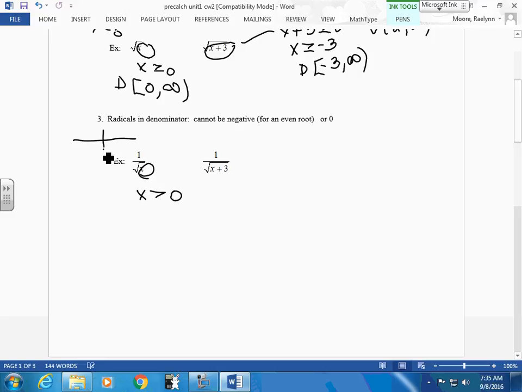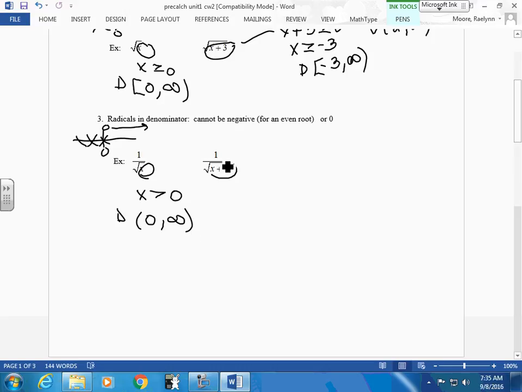In my number line, I'm not allowed to have a 0, not allowed to have any negatives. So I can be from here to here. So just set it greater than 0. So now this domain says 0 to infinity. Got it? It's just combining the two restrictions together.